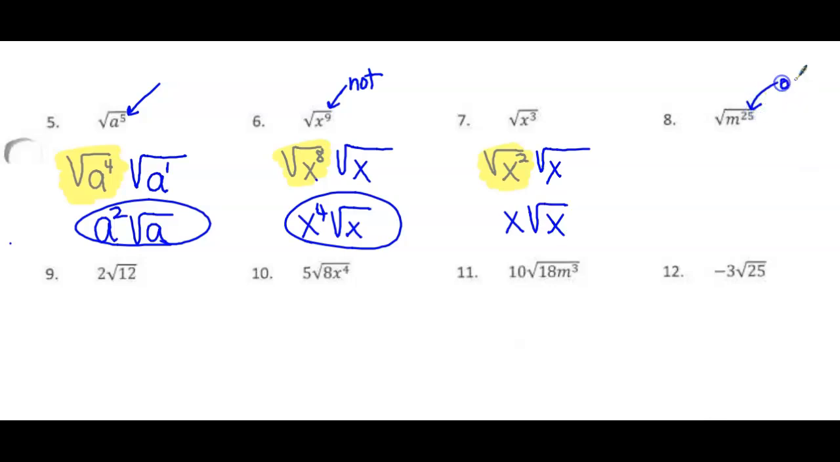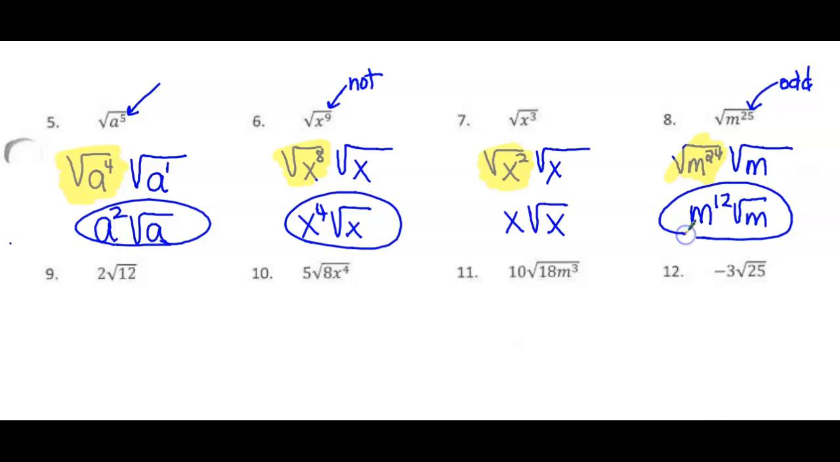This is a power and it's odd. Powers that are odd are not perfect squares. When you break it down, it's the biggest even number underneath there, which is 24 and a 1. The square root of m to the 24th, you're just dividing it by 2. So that's m to the 12th, square root of m.